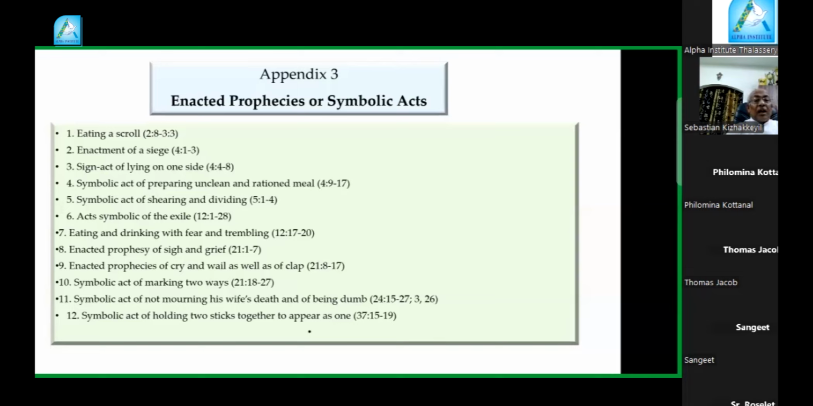So we have seen 12 symbolic actions. Once again, we say 10 visions we have seen in various parts of the book of Ezekiel. Then we have seen 12 parables and allegories. And third, we have seen 12 symbolic acts or enacted prophecies. Then we have, finally, one of the most important topics of this book: personal responsibility.